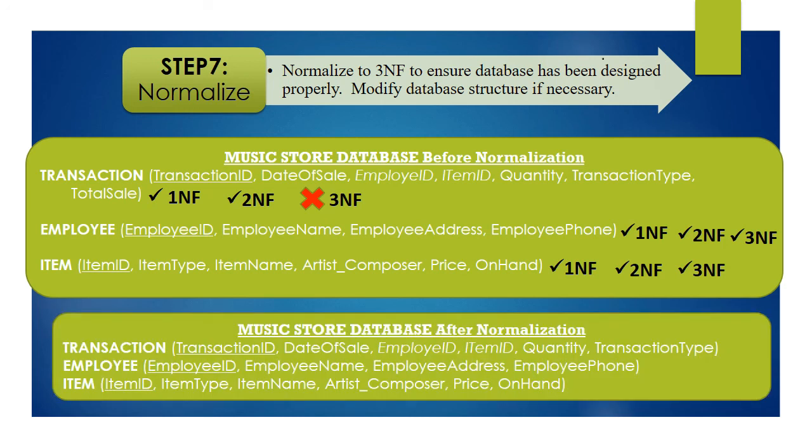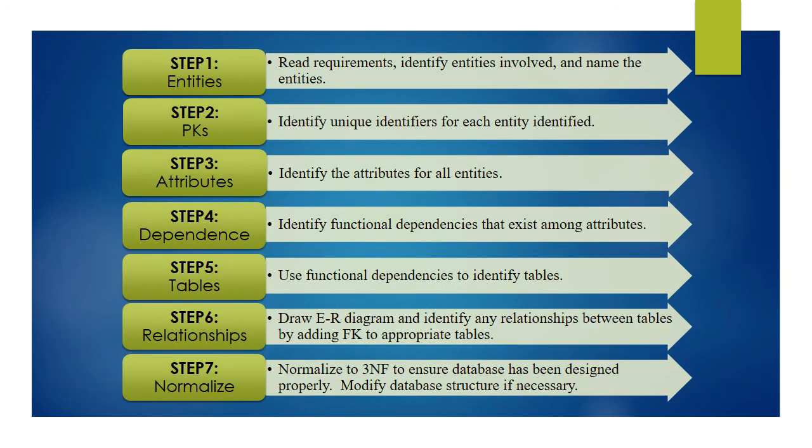Now that we have our final tables, let's review the 7 steps. Step 1 is for entities, step 2 is for primary keys, step 3 is for attributes, step 4 is for dependents, step 5 is for tables, step 6 is for relationships, and step 7 is for normalization. It seems like a long process, but most steps go pretty quickly the more you practice. Now try the comprehensive example assignment or assignment for chapter 2 on your own.